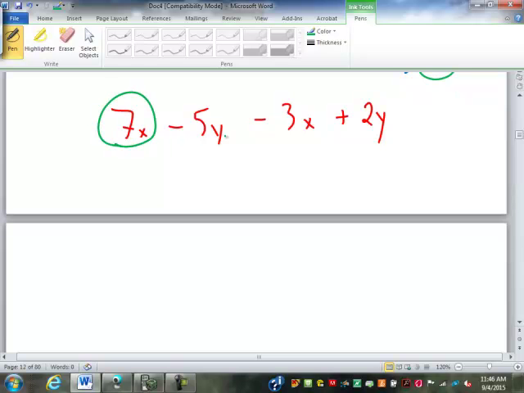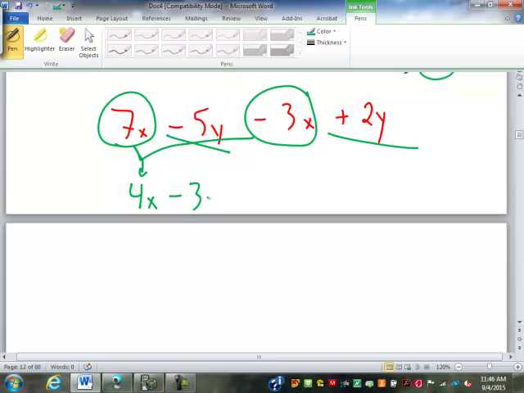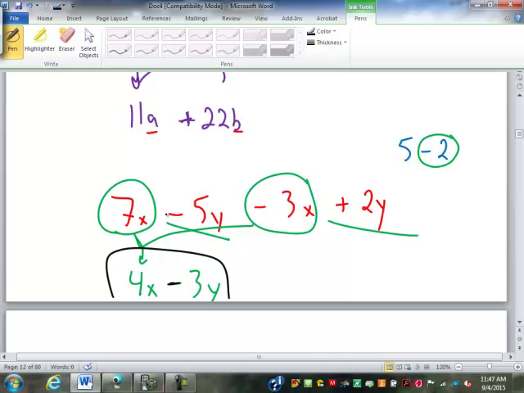This is 7x, but this here would be thought of as a negative 3x. And we can combine those. 7 and negative 3 make 4x. Then we have negative 5y and positive 2y make negative 3y. Now it should be noted here, since that was a negative 3, this is a minus here. Up here, because that was a positive 22, we connect them with a plus.